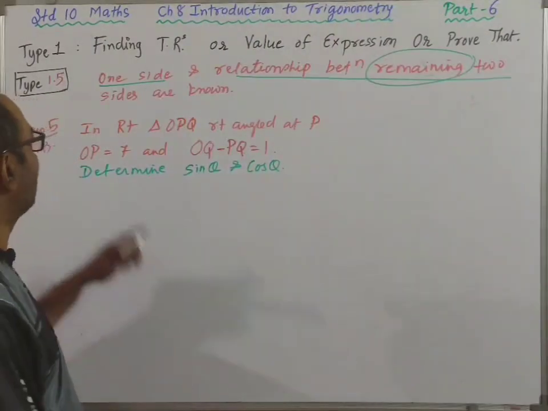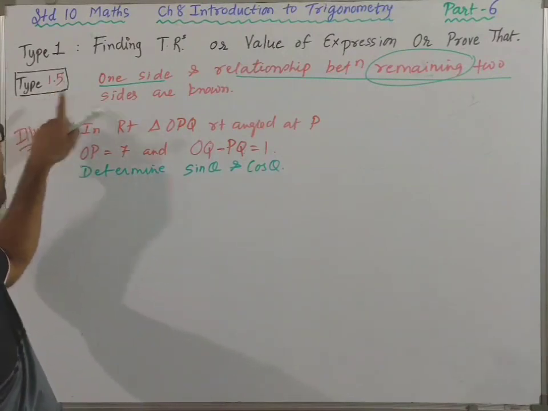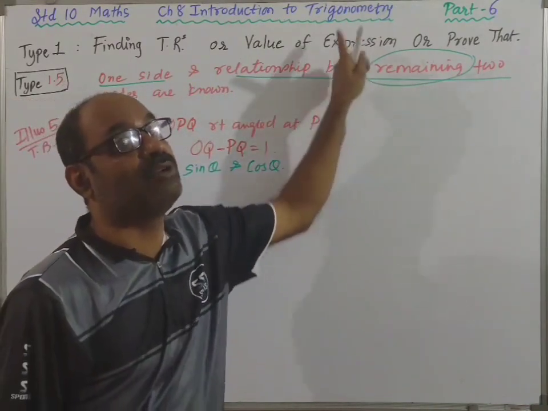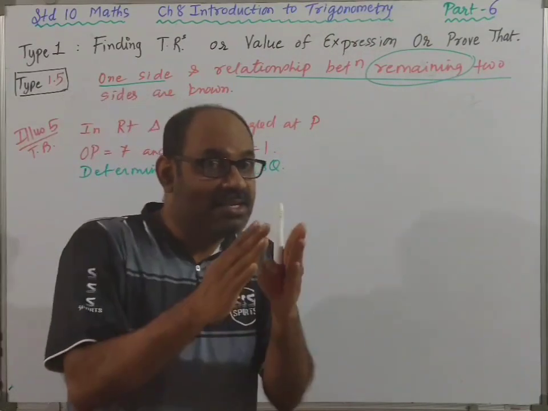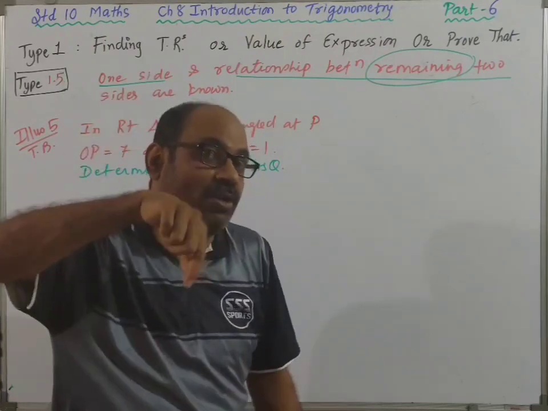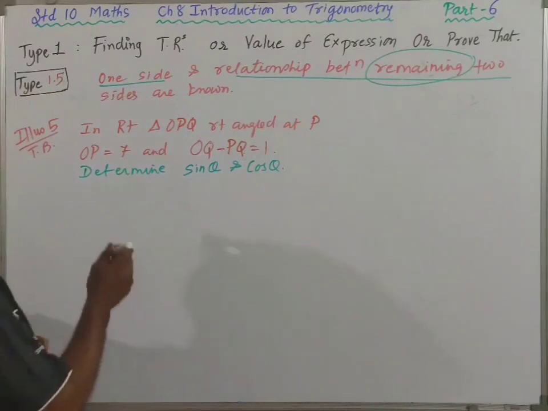Alright, then let's move to the next type. Subtype 1.5. One side and relationship between the remaining. In the previous one, side and the relationship between the remaining two sides, one known side was involved. Here that known side is not involved. Let's try to understand with a figure.